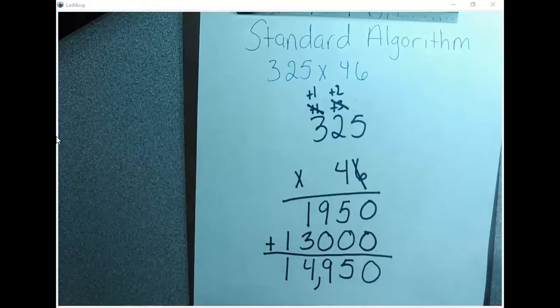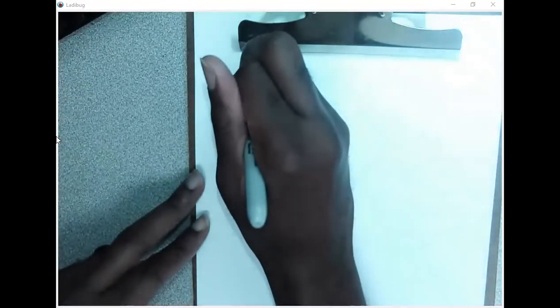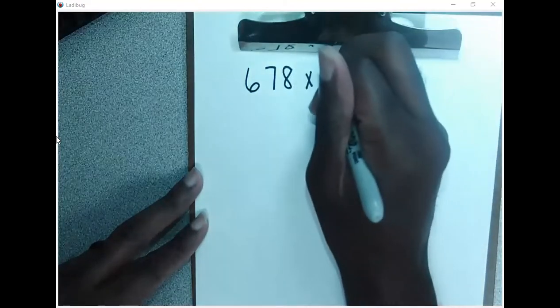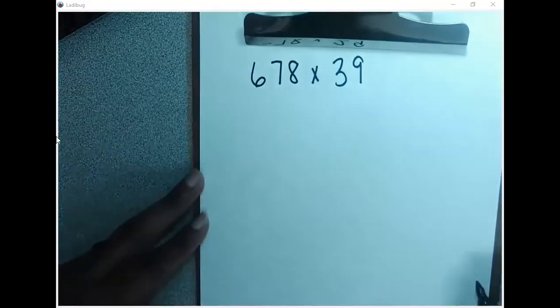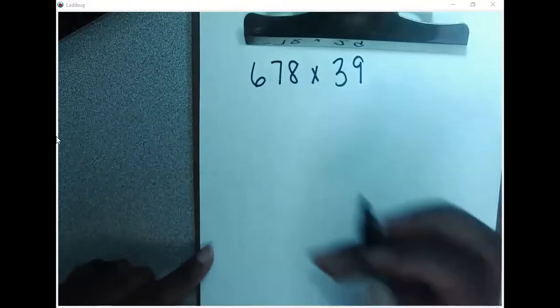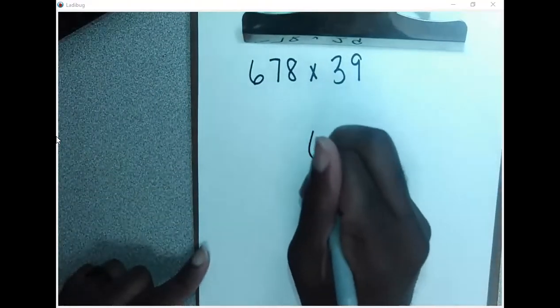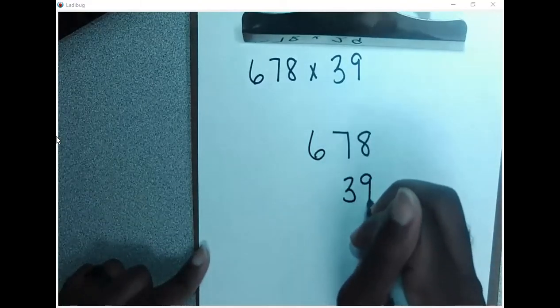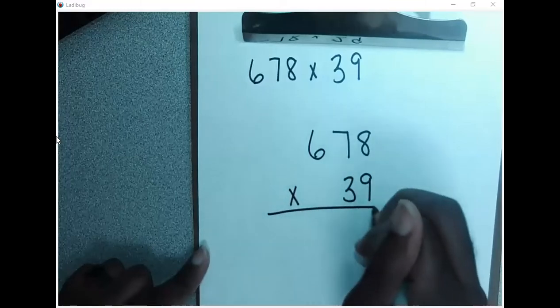Now let's go through and do one more. This time we're going to do 678 times 39. Okay, now once again, we're doing standard. So I'm going to put my longer number up top. My smaller number goes down. My multiplication symbol and my line.